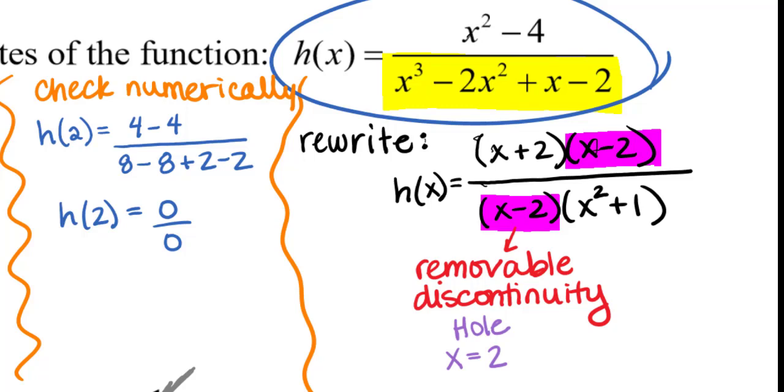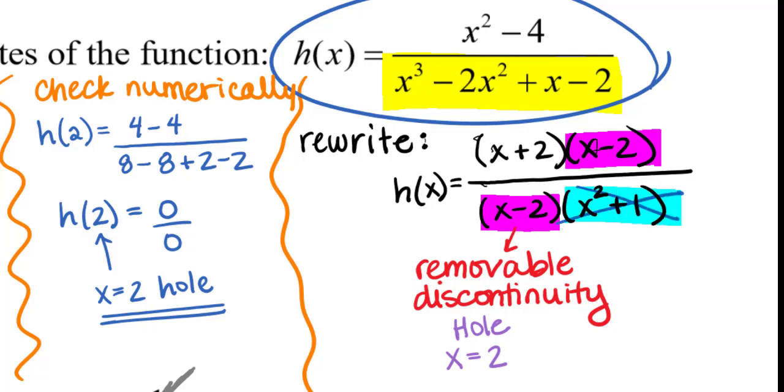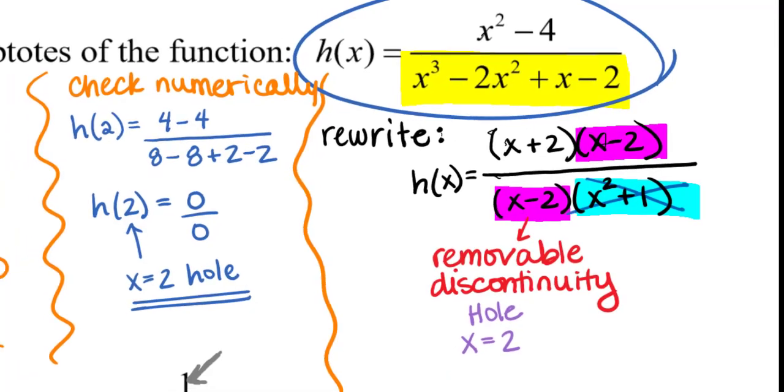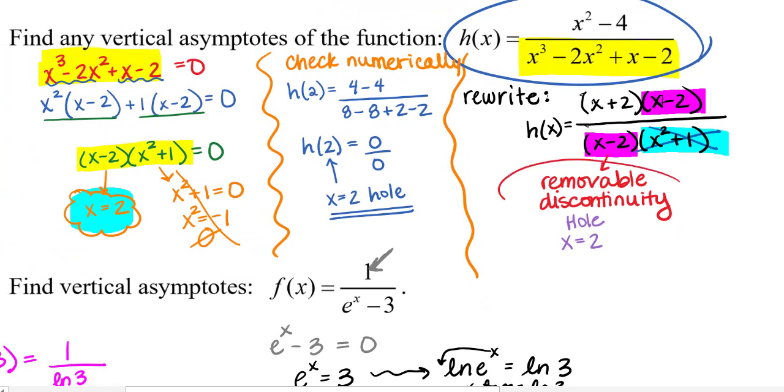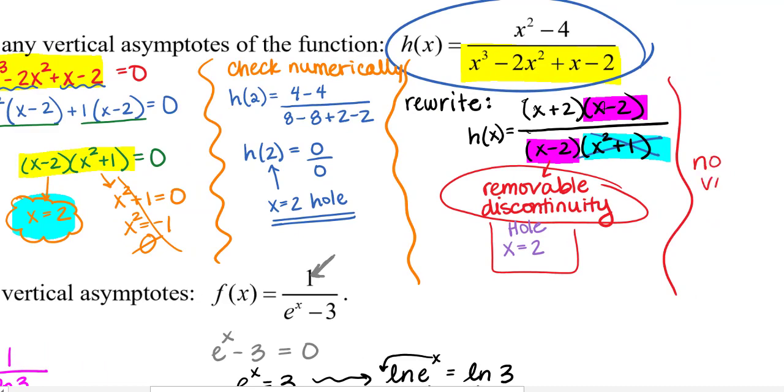This is telling me that at x equals 2 I have a hole, not a vertical asymptote. That was my only solution to where my denominator was 0, because x squared plus 1 over here left me with no real solutions. So the only discontinuity I had in this problem was a removable discontinuity, so it turns out to be a hole. So if I actually answer this question, find any vertical asymptotes, I would say no vertical asymptotes. None.